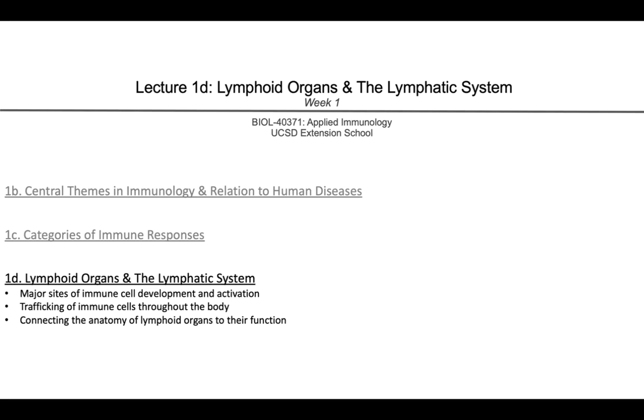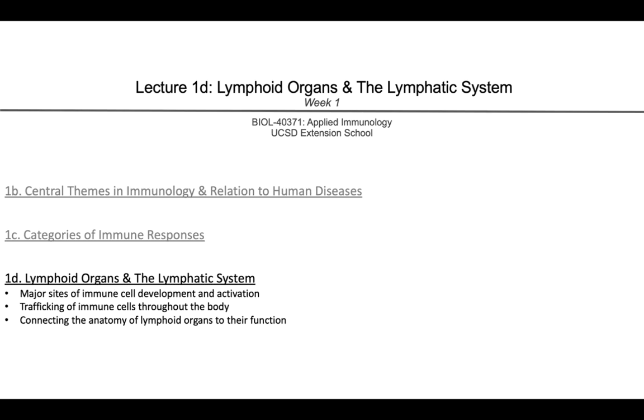Hello everyone, this is Lecture 1D, the final lecture for Week 1 of Applied Immunology. This lecture will introduce us to the organs of the immune system, which are called lymphoid organs, and represent major sites of immune cell development and activation. We'll also cover the lymphatic system, which is used in combination with cardiovascular circulation to transport immune cells around the body so that they can effectively patrol for signs of infection or injury.